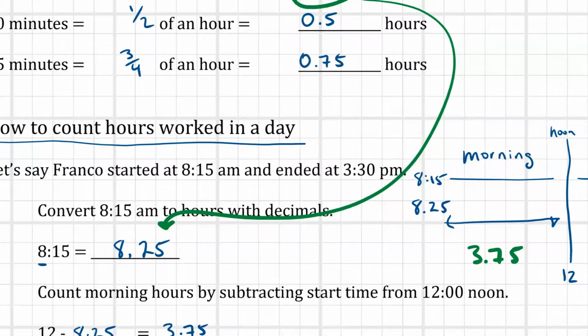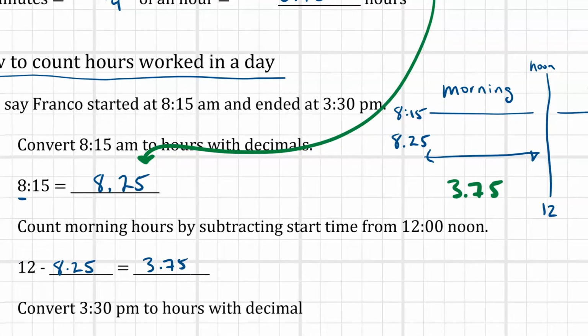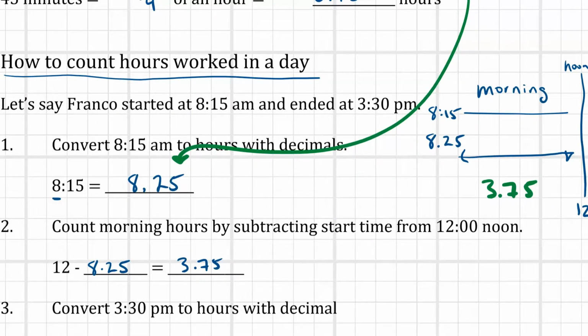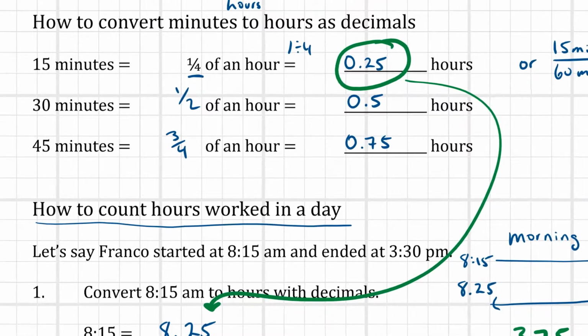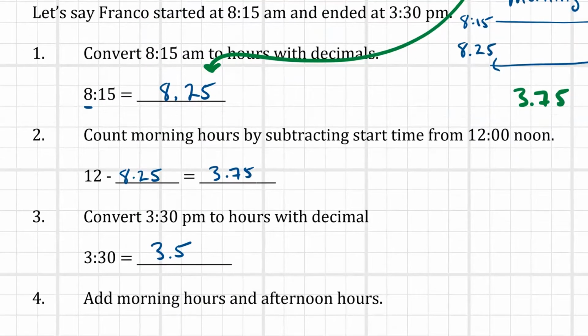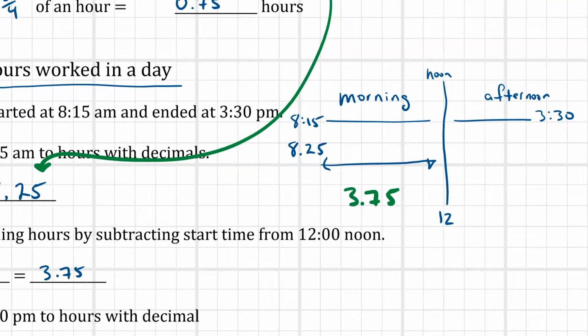All right, now the next part is, let's look at the afternoon. So in the afternoon, he works from noon till 3:30. 3:30 as a decimal. So going back looking at that chart we made, 30 minutes is half an hour, it's 0.5. So I'm going to rewrite 3:30 as 3.5. Now it says add the morning hours and the afternoon hours. So just to finish this over here, how many hours did he work in the afternoon? 3.5. Because 3:30 in hours is 3.5.